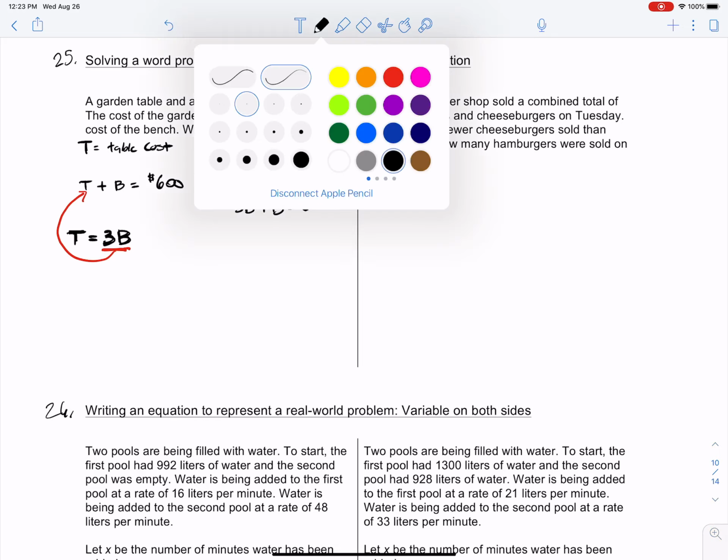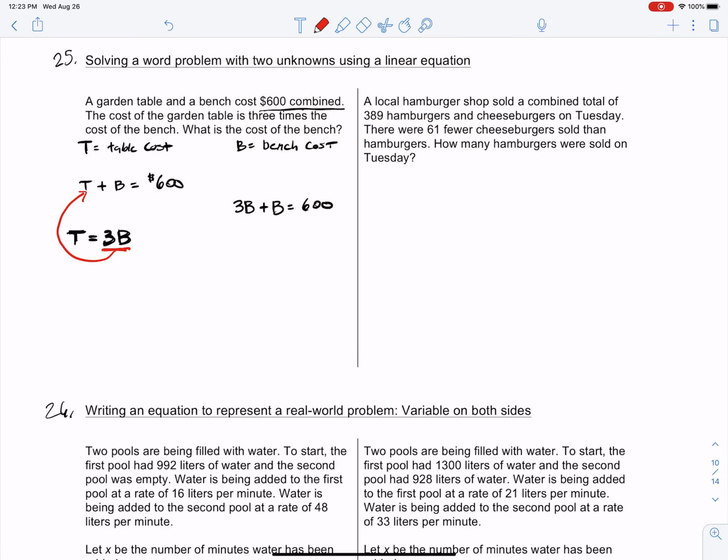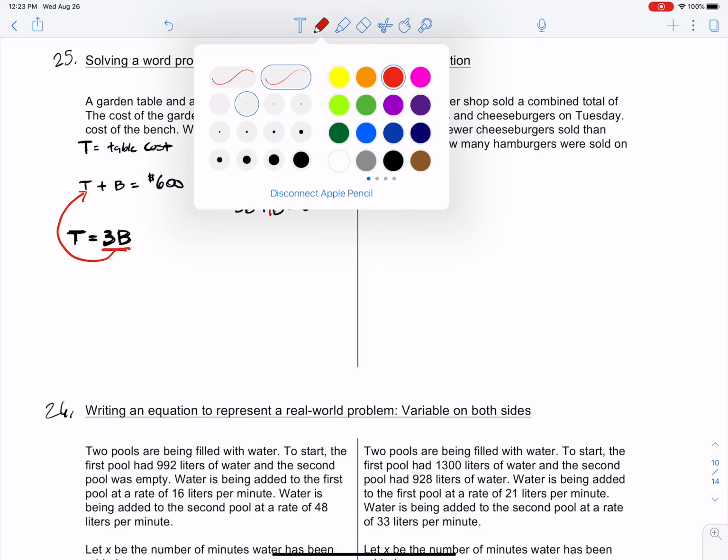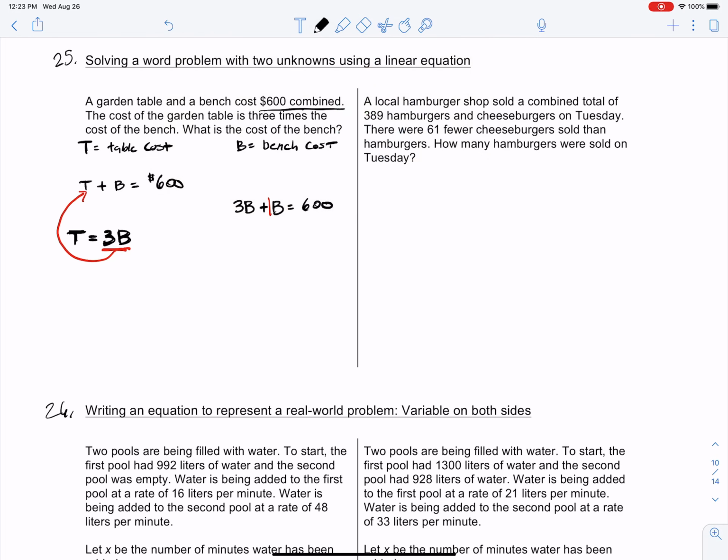Now there is an invisible number in front of that variable B, and this is something we've covered in our past lessons. When you see a variable by itself in algebra, what number is in front of that variable? There is a number 1. You should have been thinking number 1. So now when we add our like terms, 3B plus 1B, I get 4B equals 600.